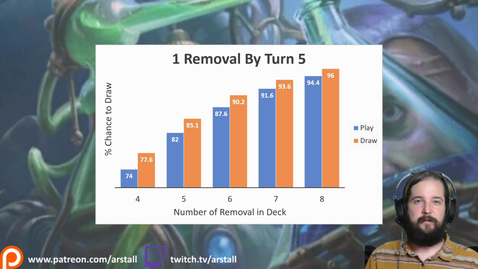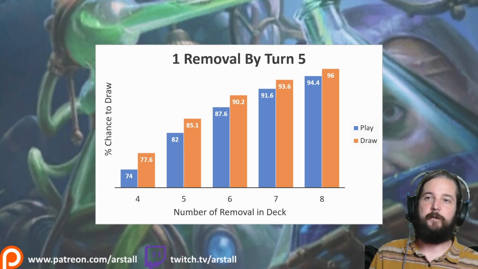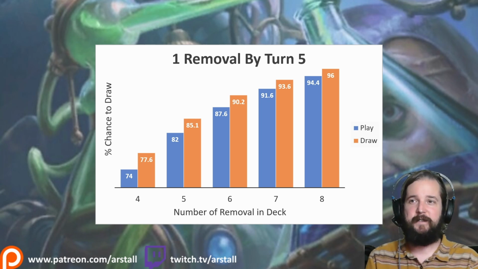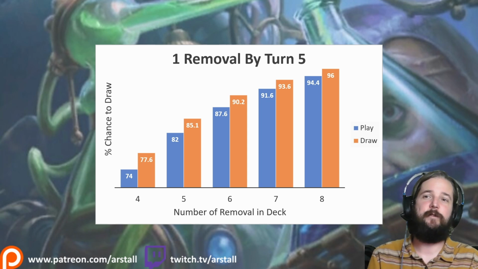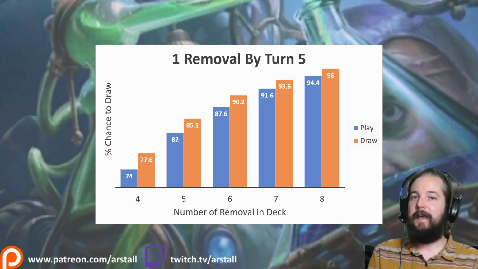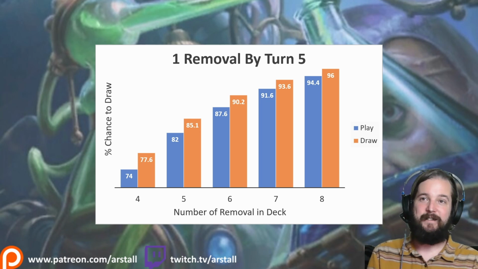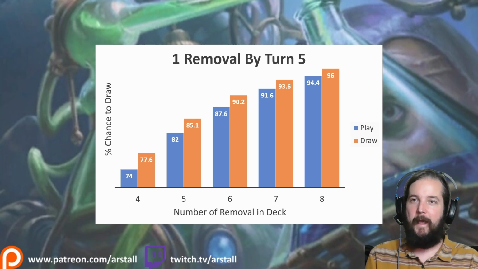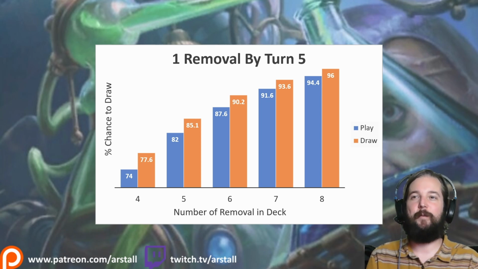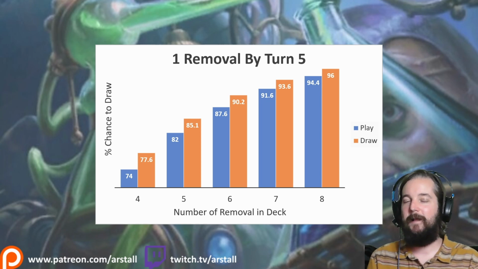So the next step after lands is removal. Once again, get out your handy little calculator and calculate the chances of drawing one piece of removal by turn 5. Most games of Magic do not last much longer than turn 5, and this shows you just how precious that piece of removal is.